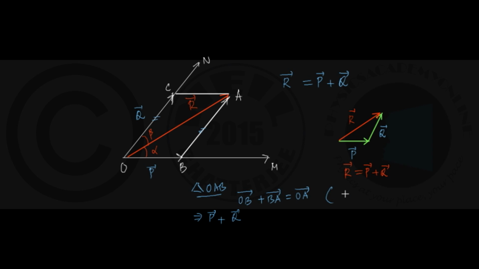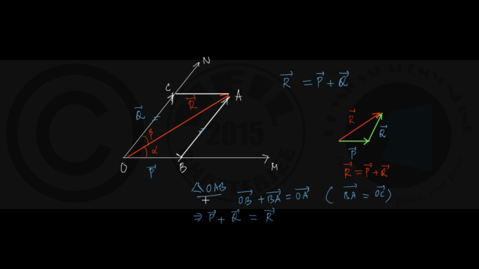So I am writing here once again that the BA vector and OC vector are equal vectors since they have the same length and the same sense as well, because they are parallel opposite sides of a parallelogram. But OC is Q, so P plus Q is giving me OA, that is nothing but R. So I have been able to prove the result that P plus Q is equal to R, and in reverse way R must be given by P plus Q, that in my figure is OB plus OC.